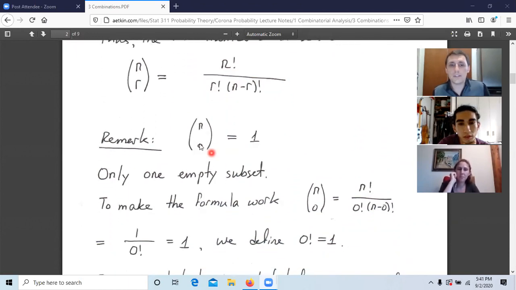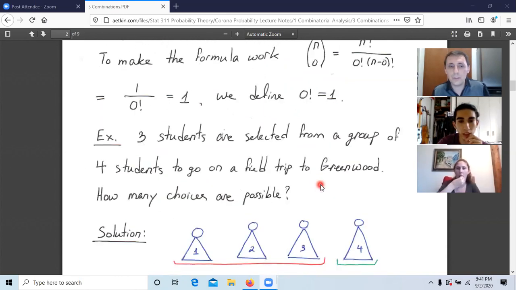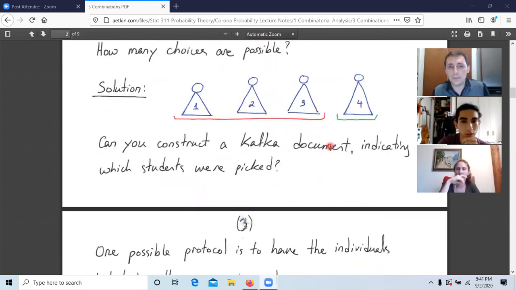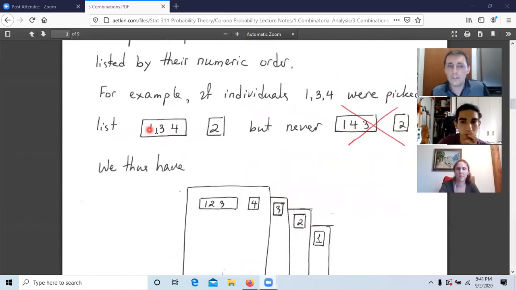Clear? Of course, we know that n choose 0 is 1, there is only one way to choose nothing. Well, maybe we don't know that, it's kind of arbitrary, but it seems like a good convention. You just don't choose anybody, so the answer is 1. If you want the formula to work, you write n factorial over 0 factorial times n minus 0 factorial. That forces you to have 0 factorial equal to 1. Good. Then I gave a few examples, and I don't want to repeat them. We also introduced the Kafka form for this. So we now know how to count combinatorics.